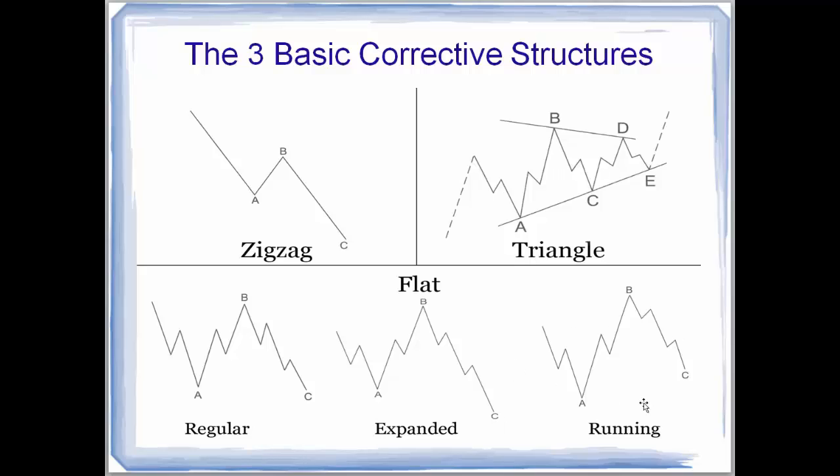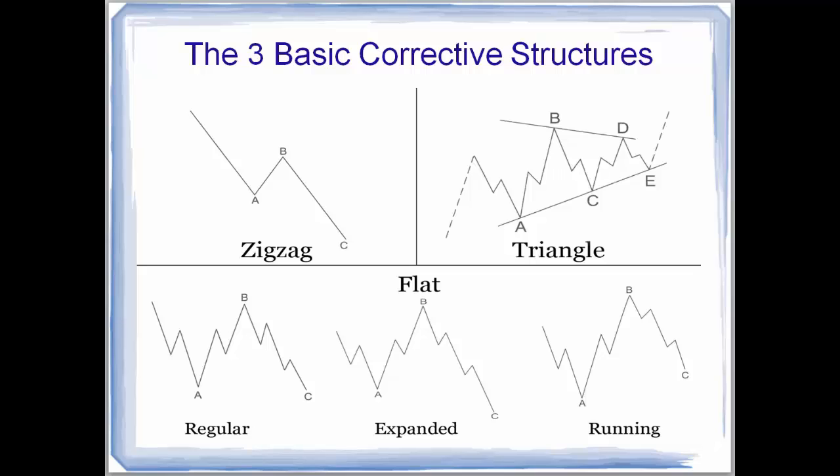Then a more rare type of flat is the running flat. It also subdivides 3-3-5. And it's very much like an expanded flat, except wave C is unable to reach the price extreme of wave A.